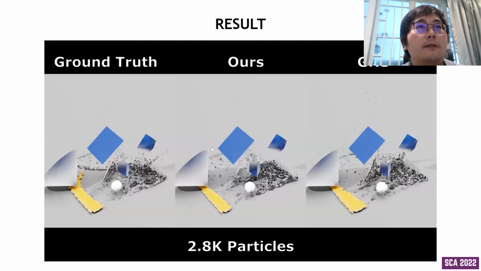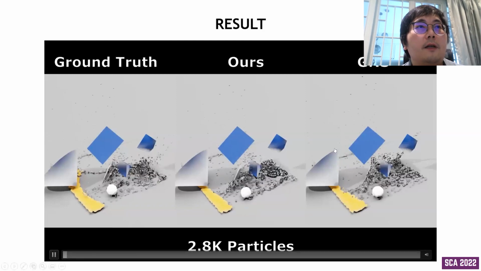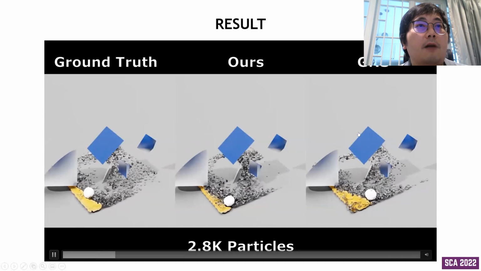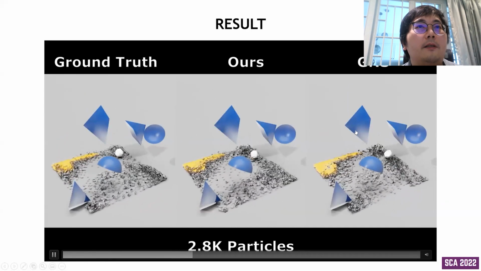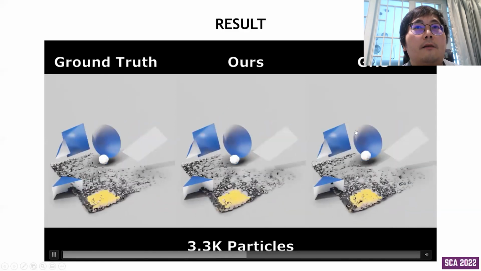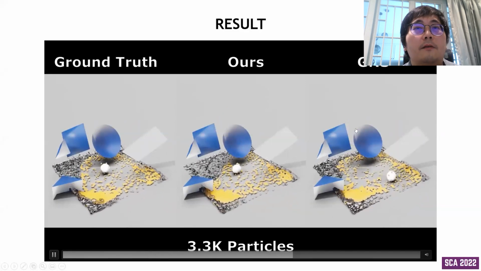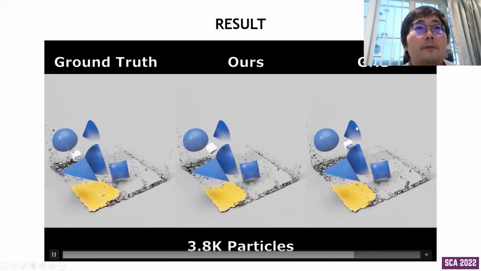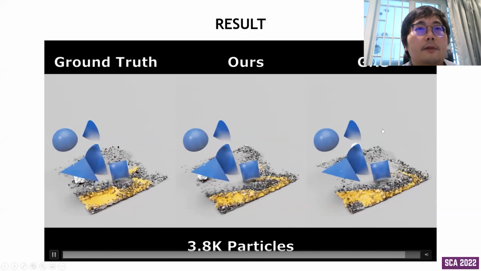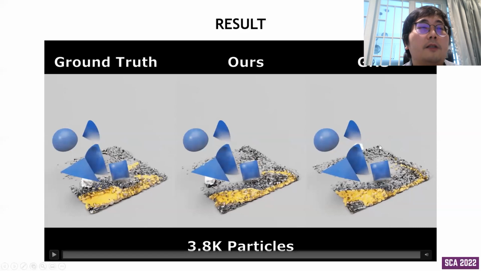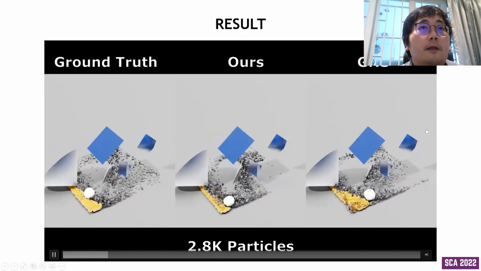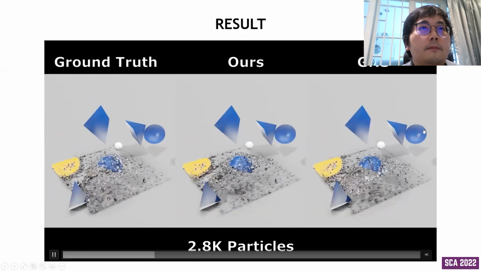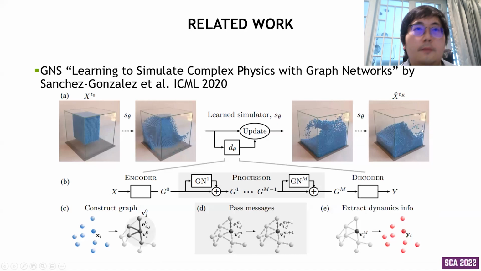So let's look at some results. The left is the ground truth simulation. The middle is our deep learning result, and the right one is the previous work on graph network from DeepMind. As you can see, the simulation matches the ground truth pretty well. That's another result. I'll show you more results later if we have time.